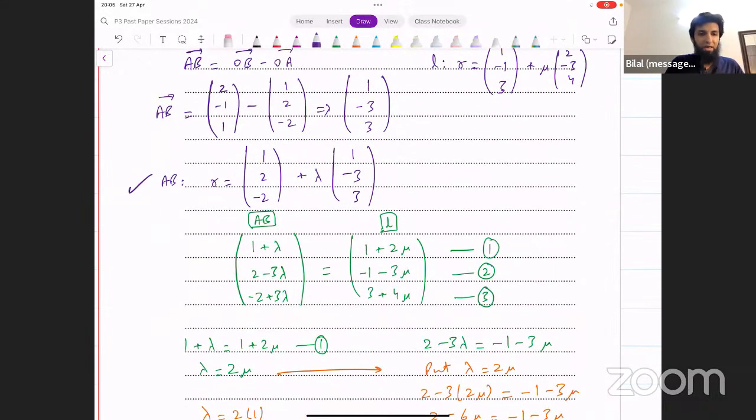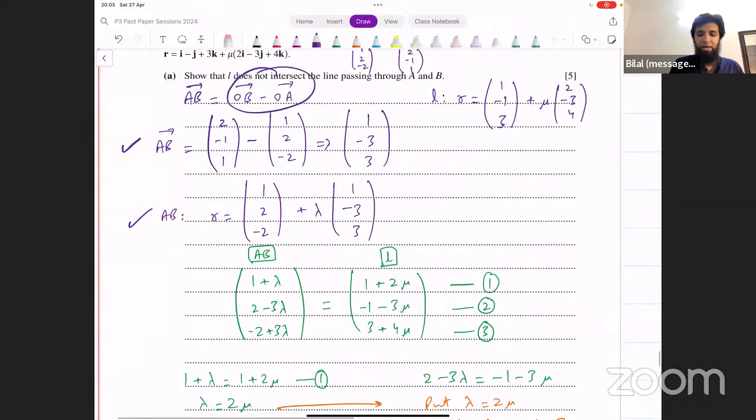This is the equation of the line AB. This is the vector AB. Vector AB is found by using OB minus OA, vector OB minus vector OA, position vector of the second point minus the position vector of the first point. This is the standard rule that we've got.